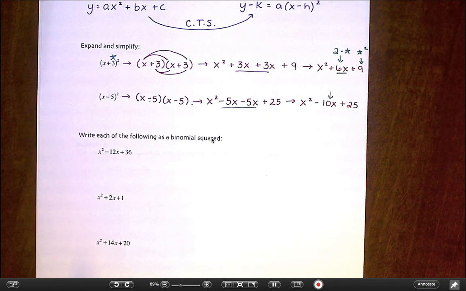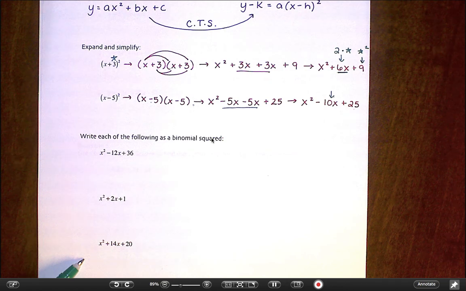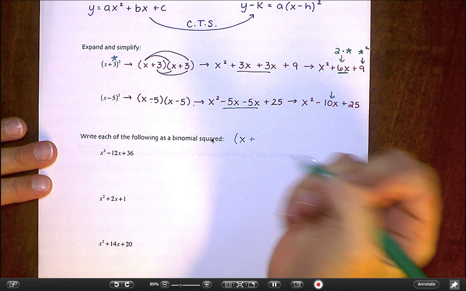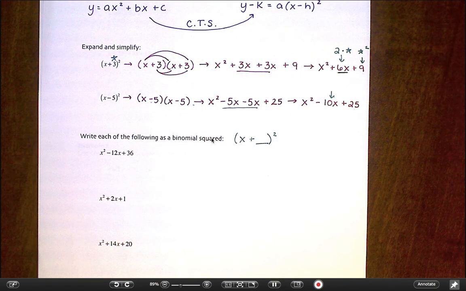And again, I would recommend you pause the video and try that for these next 3 examples. Try to write them back in the form x plus or minus something squared, okay? Try to write them as something x plus or minus something squared. Like I said, pause the video, give it a try.